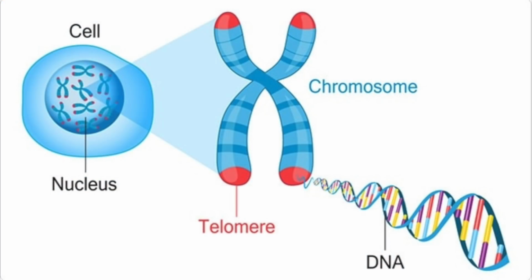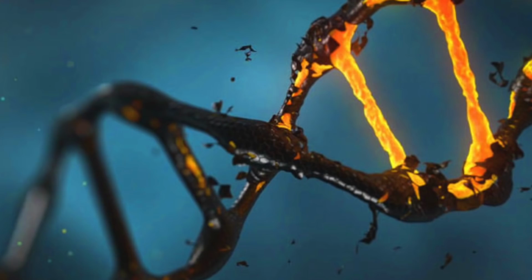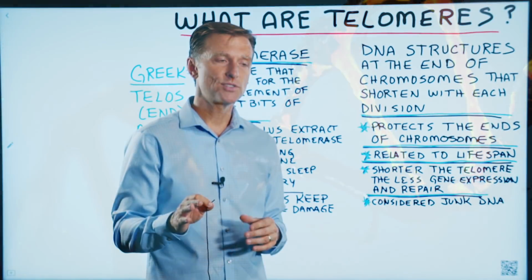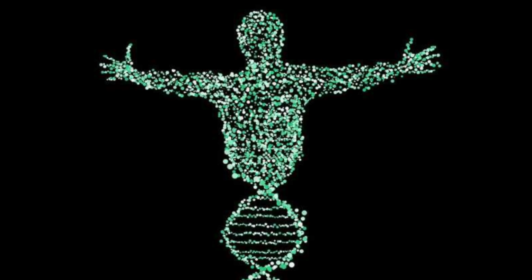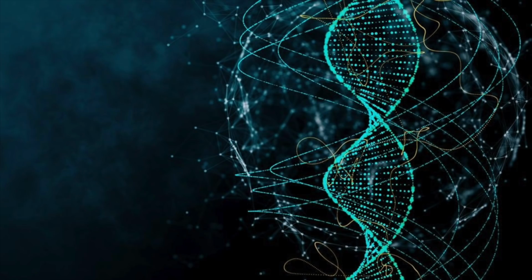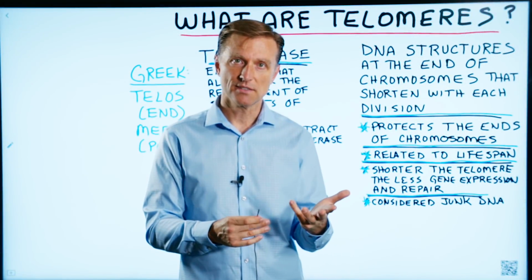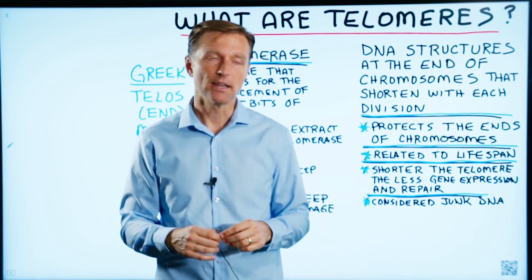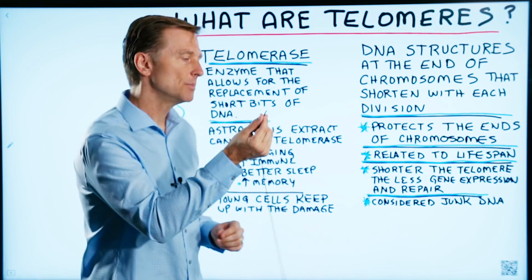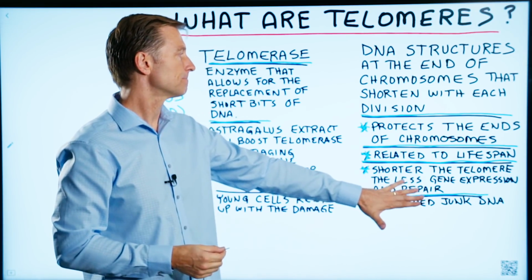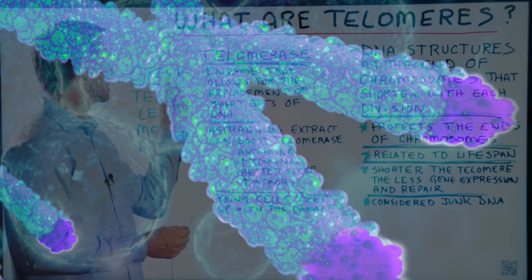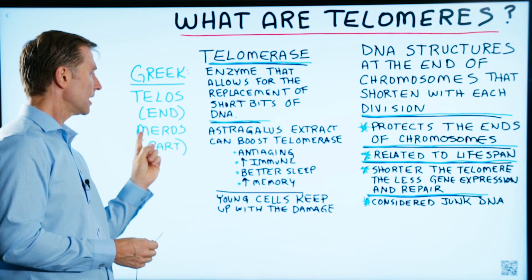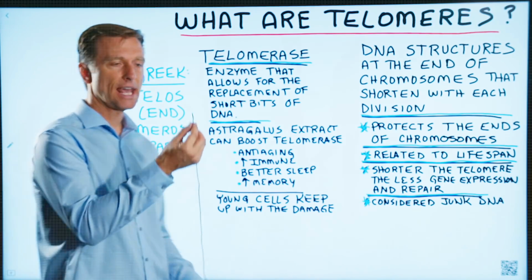Now, one thing about a telomere is it's part of what's called junk DNA. And I'm going to do a separate video on junk DNA, but junk DNA is not non-functional. It has a purpose. But realize this, out of all of your DNA, only 5% is responsible for making your tissue to make proteins. The rest is considered junk DNA, but it does have a purpose. The telomere is part of that junk DNA. So telomeres basically protect the ends of chromosomes. The Greek word telos means end, and meros means part. So it's the end part.